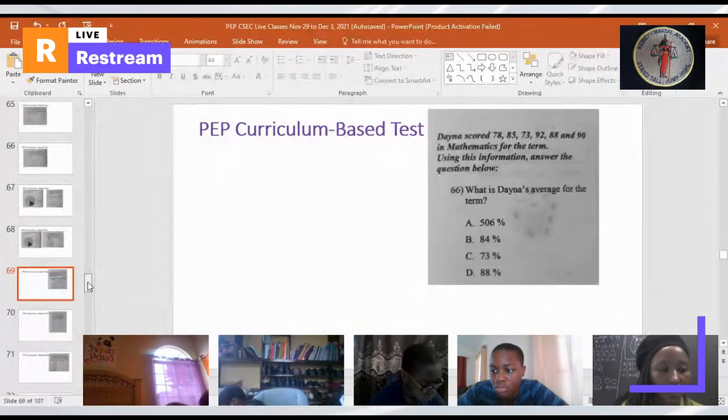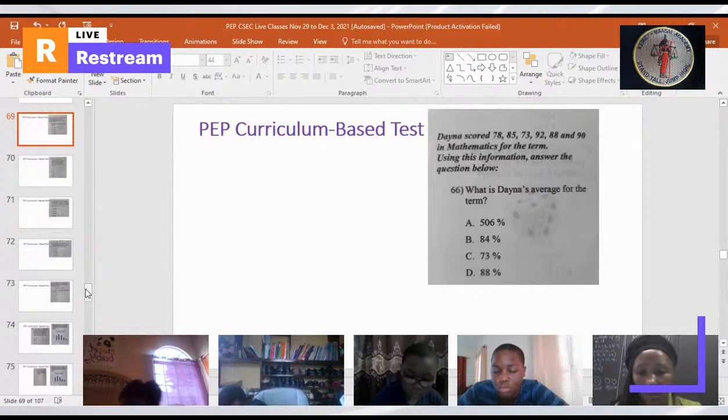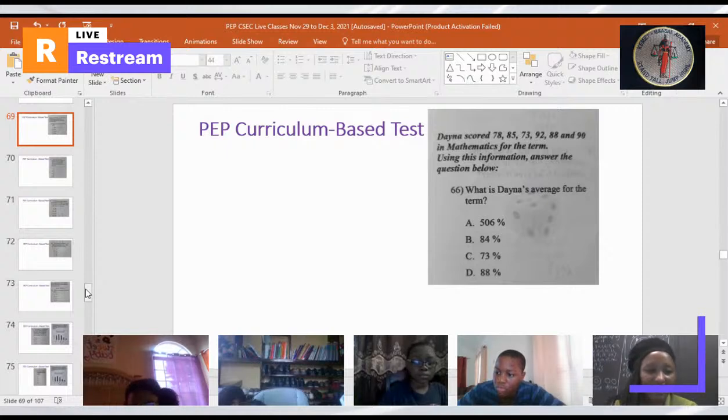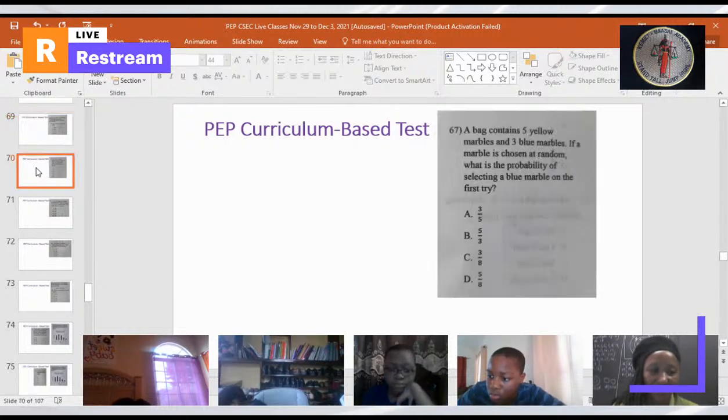Miss, I find it kind of difficult to add a lot of numbers like that. Okay, so you have to practice. Keep a steady head and concentrate.